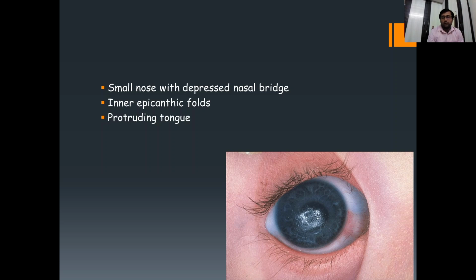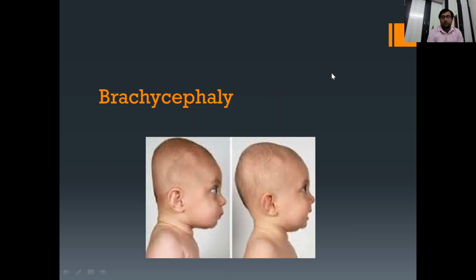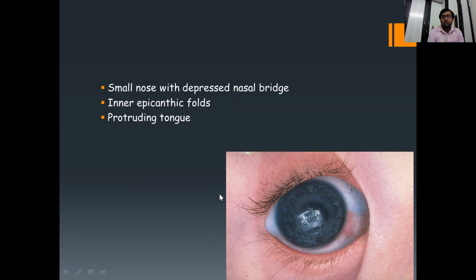Other features are a small nose with a depressed nasal bridge. Compare this picture and this picture: here we can see the nasal bridge is upward, and in this it is flattened. Now this is the inner epicanthal fold. Another feature which can be seen in the eye is these little speckled patches in the iris. These are Brushfield spots.